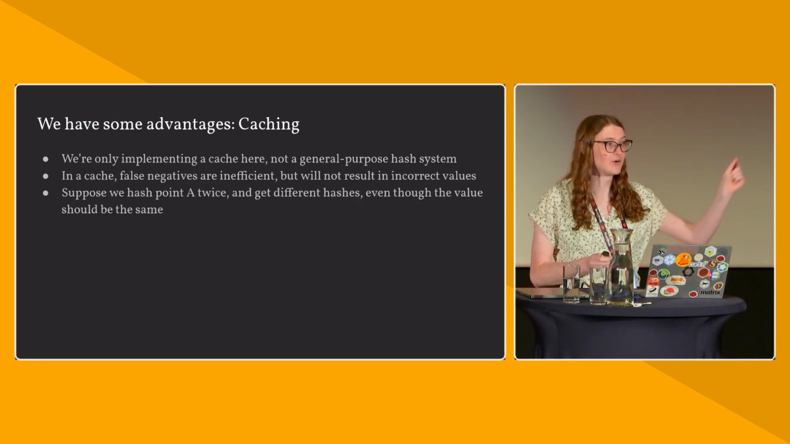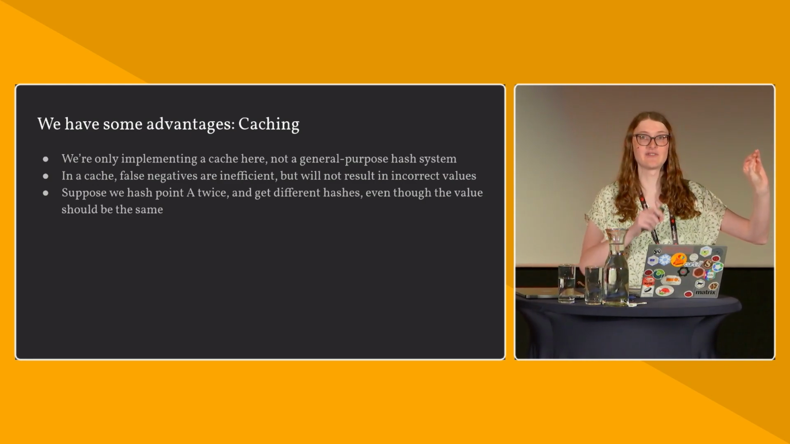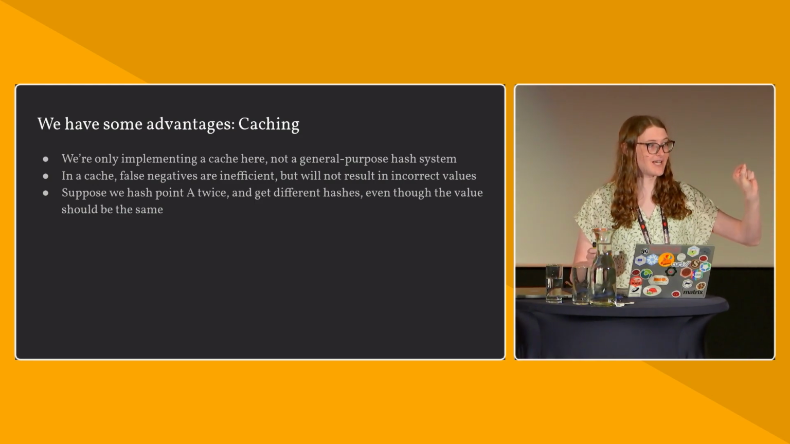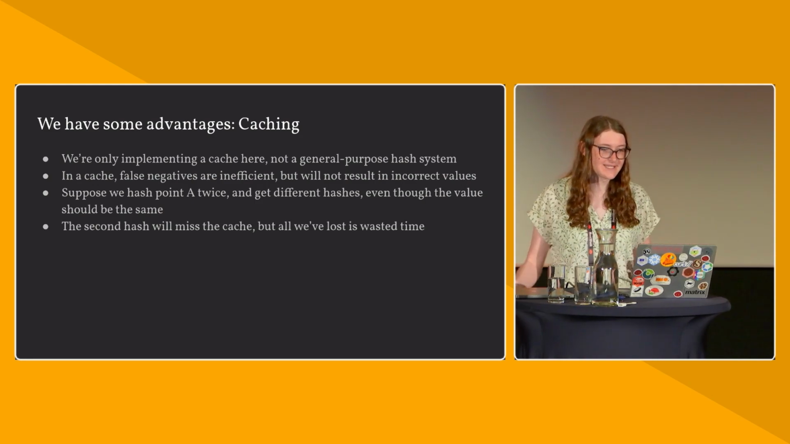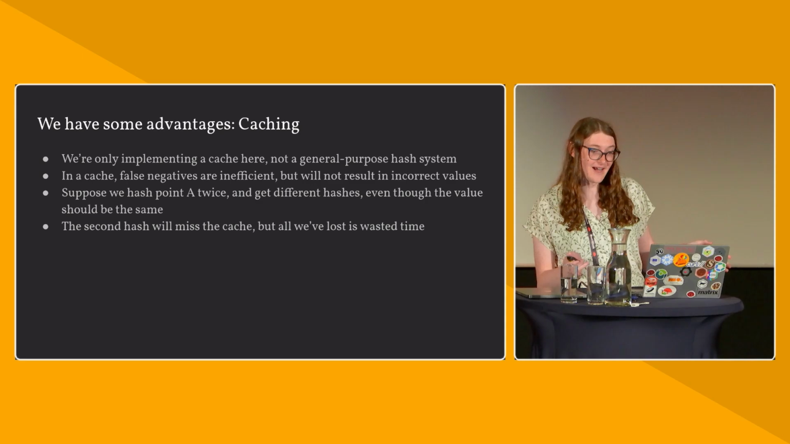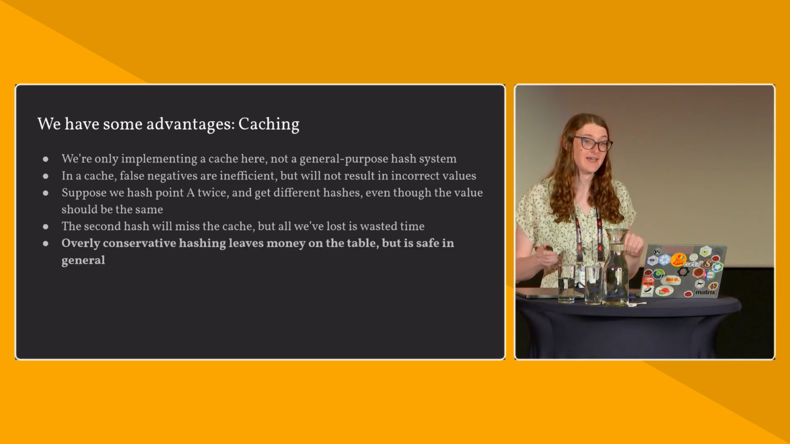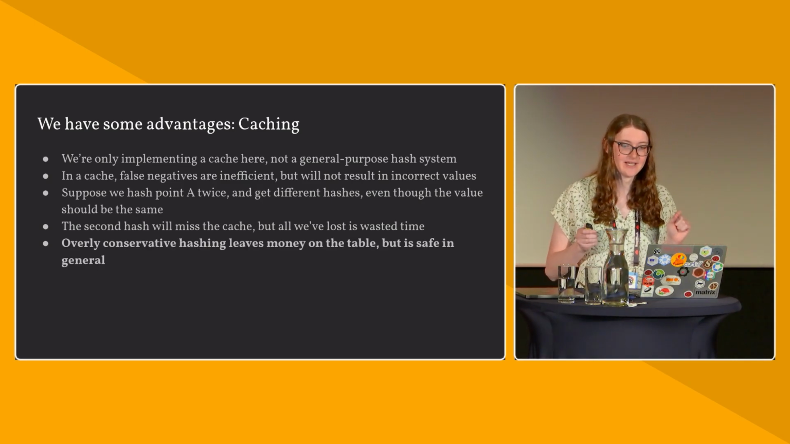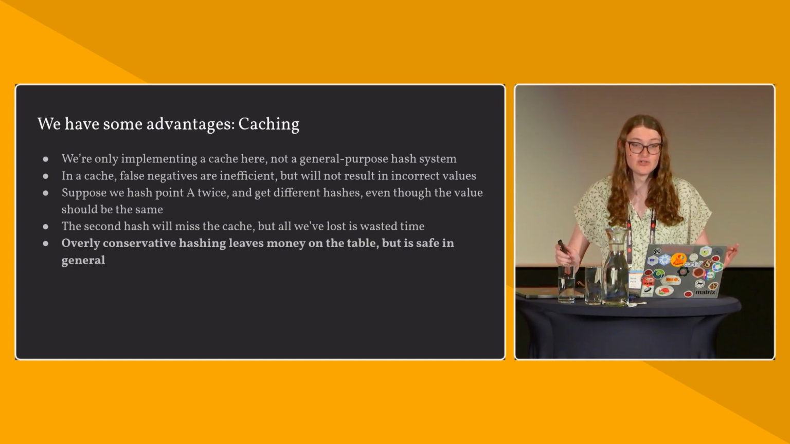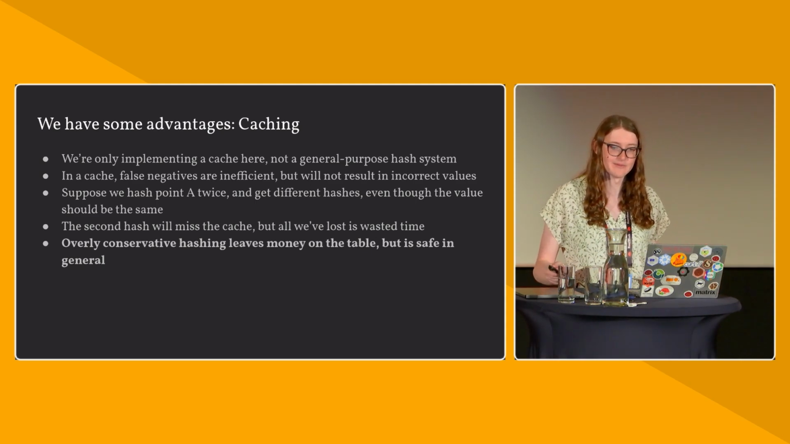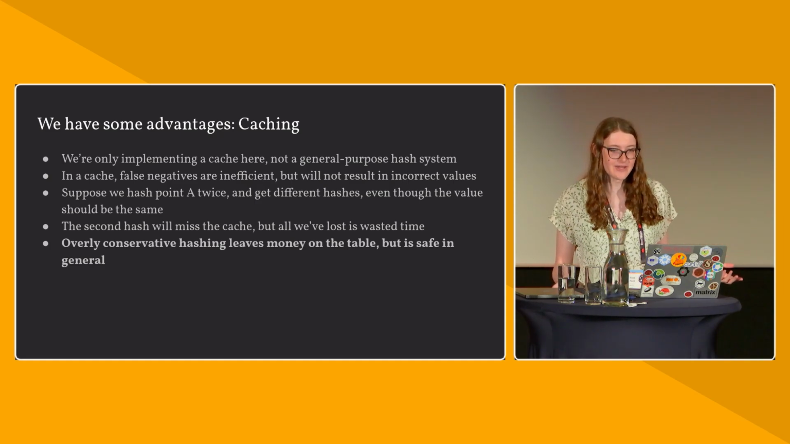Suppose, for example, that we have some point in space, point A, and we hash it twice. But for some reason, we get two different values. For all of the myriad reasons that we've discussed, when we hash point A the first time, we get one hash, but when we hash point A the second time, we get a different hash. The second hash will miss the cache, but that's fine. We'll end up recomputing the value unnecessarily, but the only thing we've lost is wasted time. This means that overly conservative hashing, while it leaves money on the table, is safe to do in general. This is a huge win. It doesn't solve all of our numerical stability problems, but it does give us a lot of slack that we can work with.